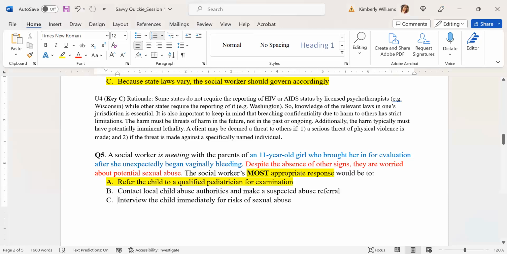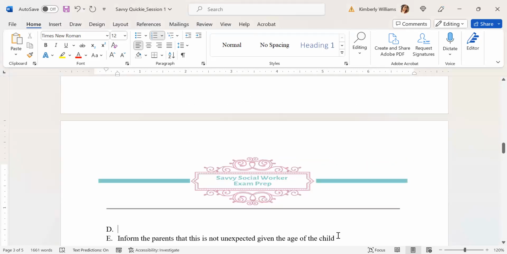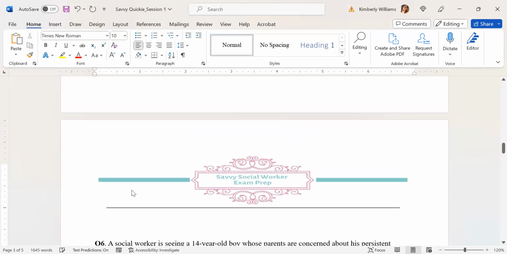Okay, so the answer, hold on, y'all. My computer's freezing up and I'm not even sure why. The answer is A, though.